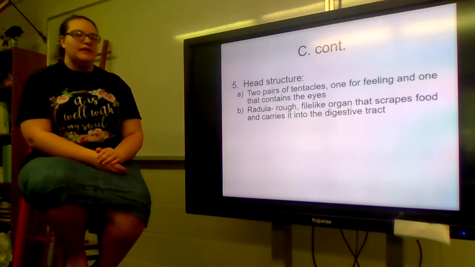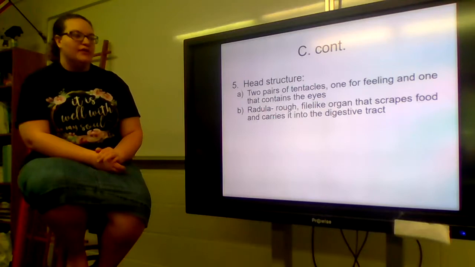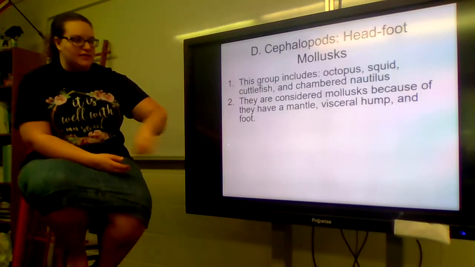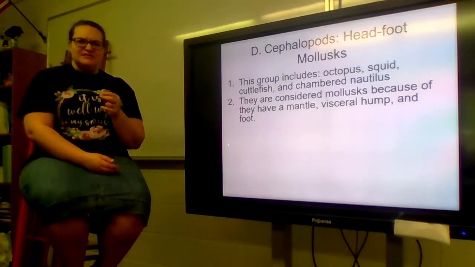Maybe when you guys come back, we might get to dissect one of these together, and you would actually get to see the radula and what it looks like and feels like. It has a very interesting texture to it.